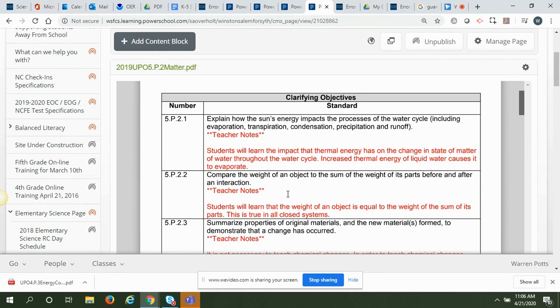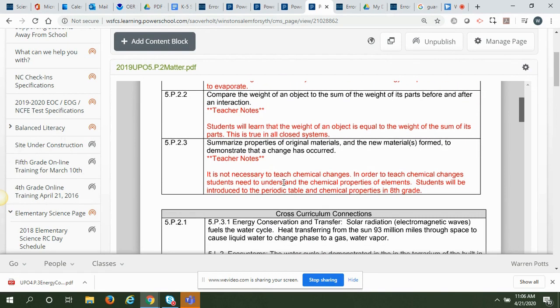5P22: compare the weights of an object to the sum of the weight of its parts before and after an interaction. I really like to pair this clarifying objective up with the next one, 5P23: summarize properties of original materials and the new materials formed to demonstrate that a change has occurred. I like to call these the science fair clarifying objectives, because when you are conducting a science fair project, you should be looking at the qualitative and quantitative features of your experiment before and after, and comparing those.